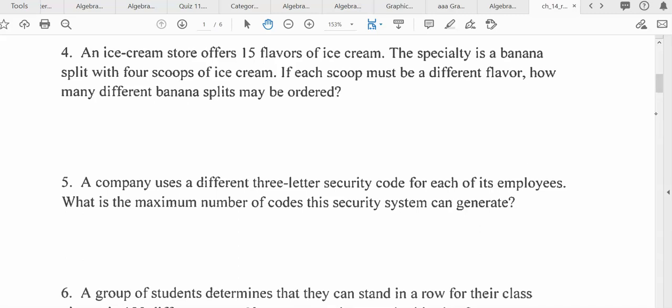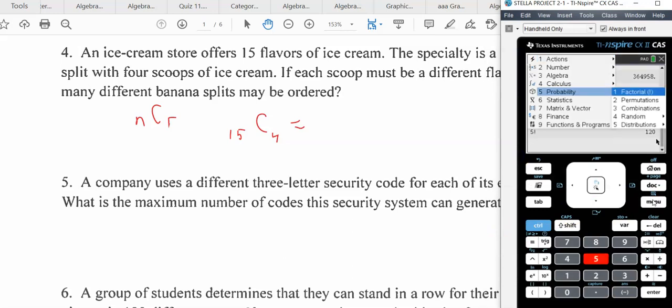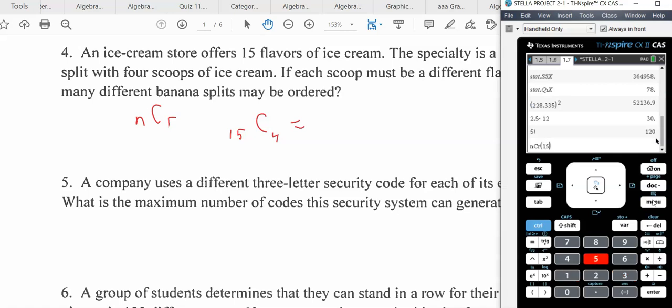So in this one, you have to decide, is order important? If you get cookies and cream and then vanilla, it doesn't matter which scoop is scooped first. And it doesn't really matter for a banana split which one is first. And so we're going to say nCr is going to be our method here. So I think this would be just 15 choose 4. Just to type that in the calculator in case you don't know, I think you probably do, but menu, probability. That's a combination. And then you choose 15, comma is in the bottom left, comma 4. And you get 1365.